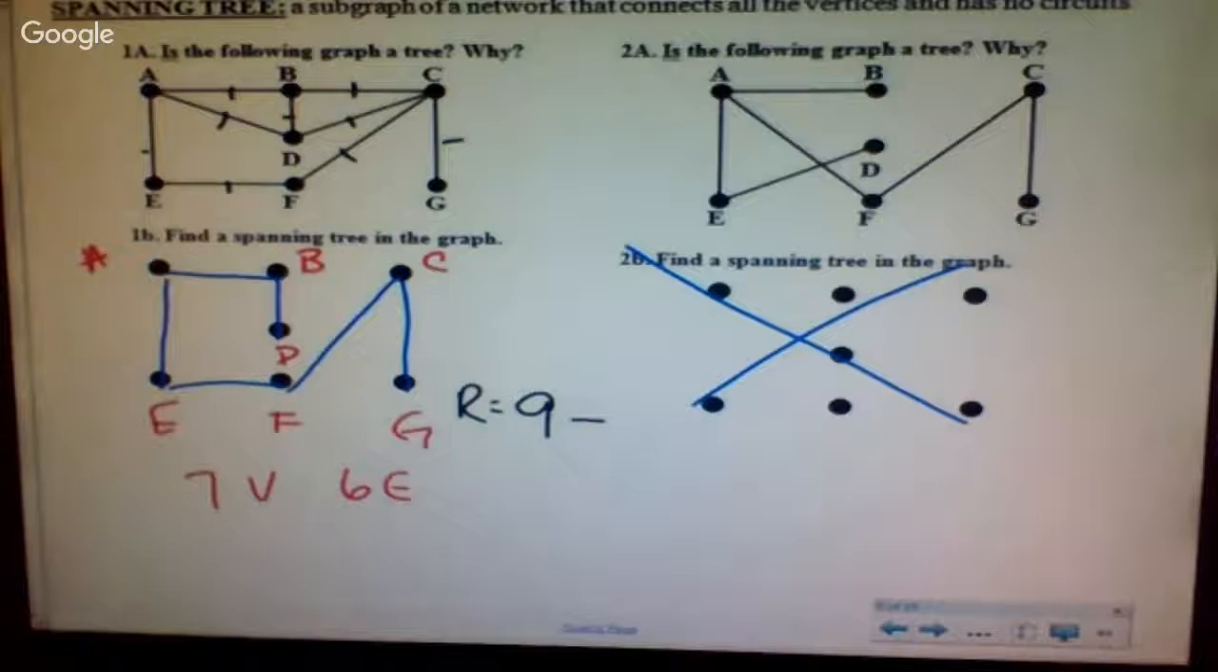There are 7 vertices, plus 1. 9 minus 7 is 2. Plus 1 is 3. Okay, so that tells me I needed to remove 3 edges to make a tree. Well, I only needed 6. I had 9, so I got rid of 3. So that's what it tells you.